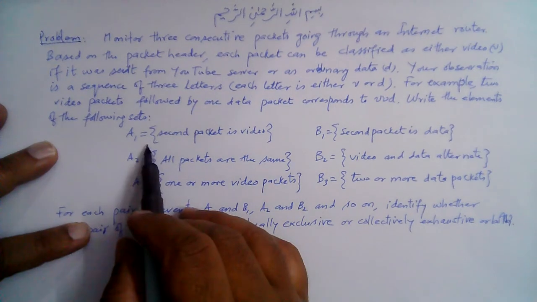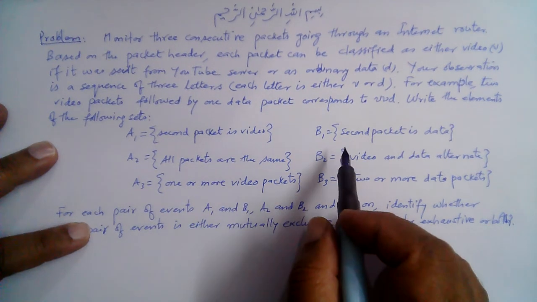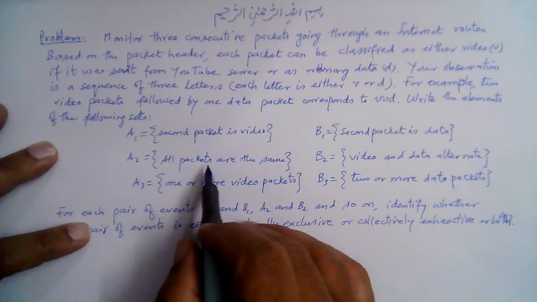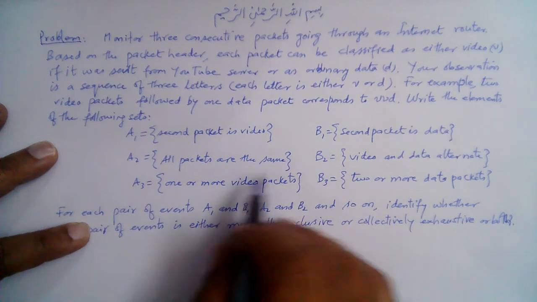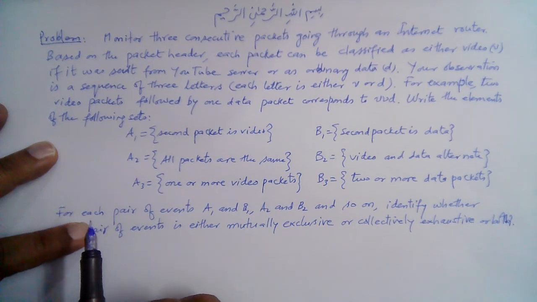A1, second packet is video. B1, second packet is data. A2, all packets are the same. B2, video and data packets alternate. A3, one or more video packets. B3, two or more data packets.